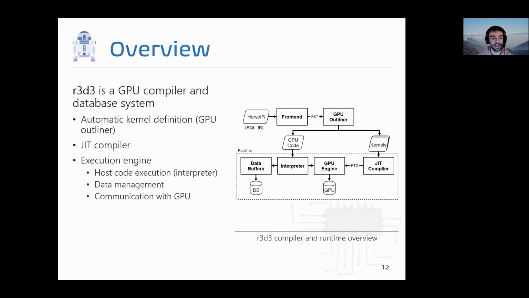So next, I'm going to present the system design. And r3d3 is a complete GPU compiler as well as database system.